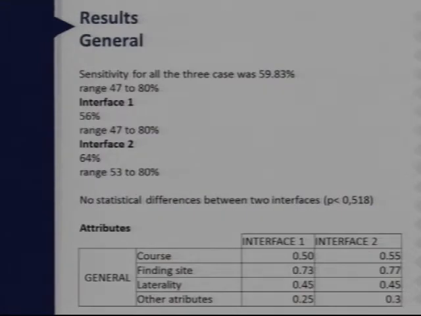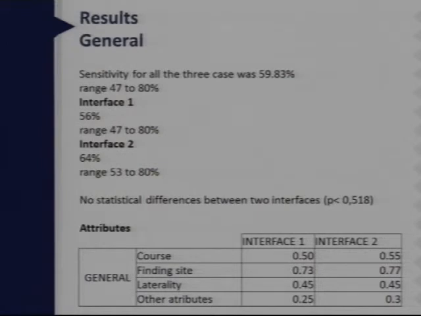If you take all the three cases as a whole, you can find that sensitivity was almost 60%, with a range from 47 to 80%, and 56% for interface 1, and 64% for interface 2. And no statistical difference between the two interfaces was found.